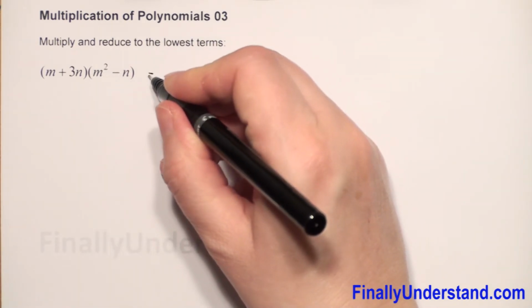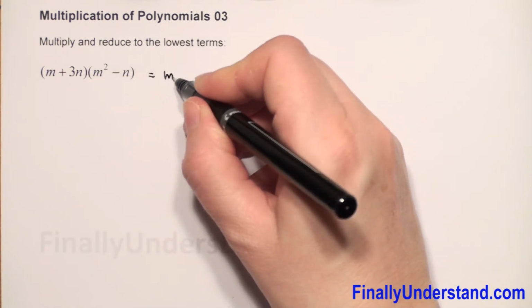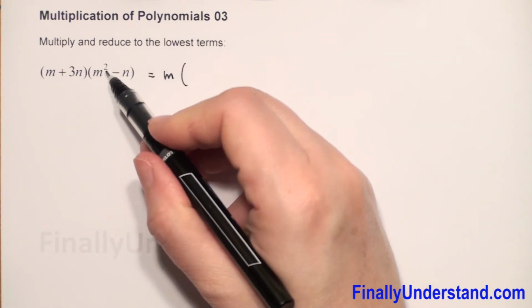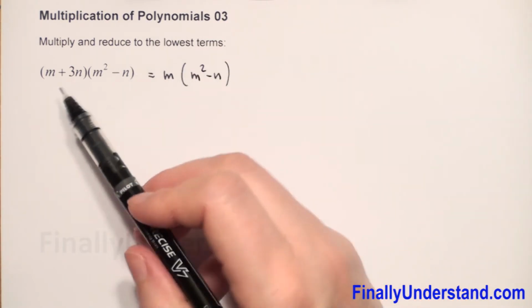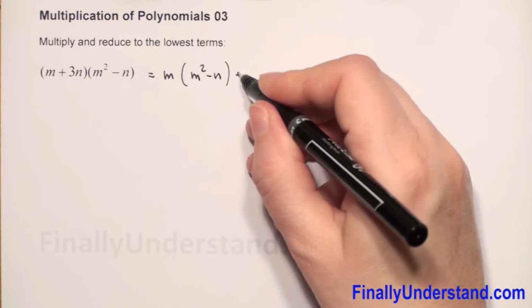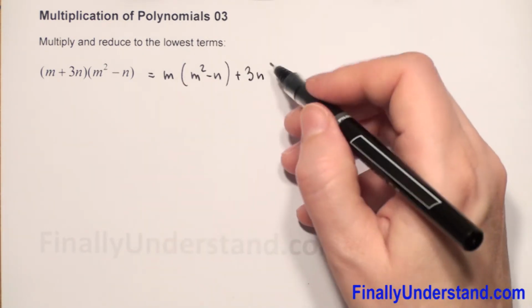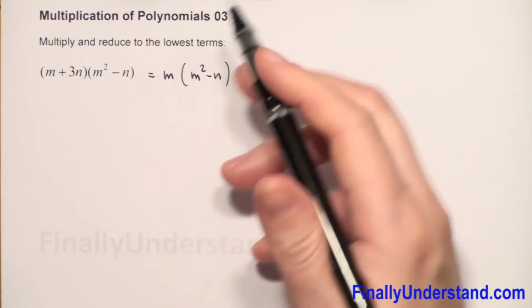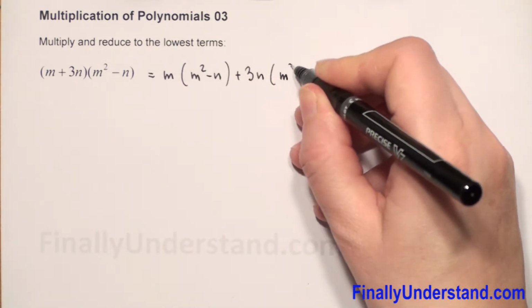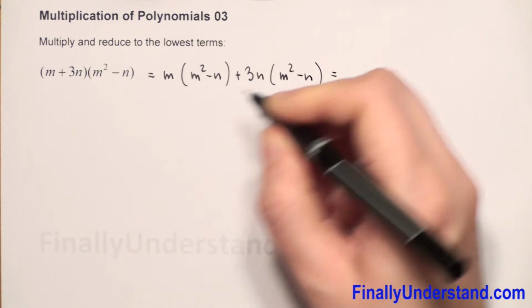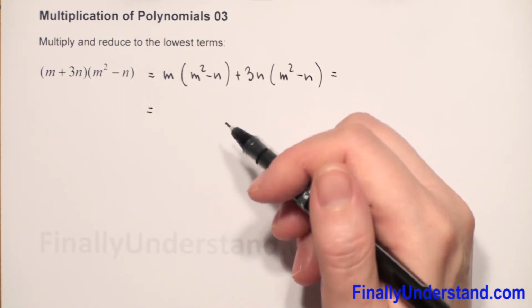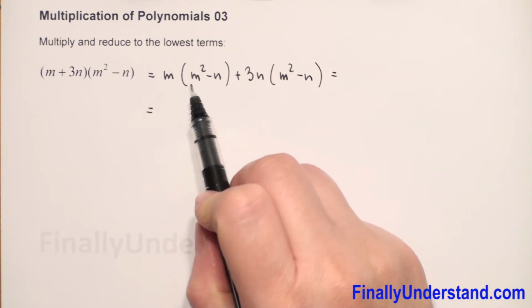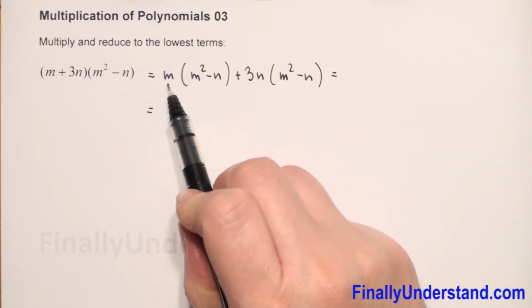parenthesis. So this is equal, we have m, we have to multiply by m squared minus n, and we have next plus 3n, so positive 3n. We have to multiply by every term in the second parenthesis, so m squared minus n. This is equal. Now we have to use distributive law of multiplication. It means we have to multiply every expression in the parenthesis by the monomial m.